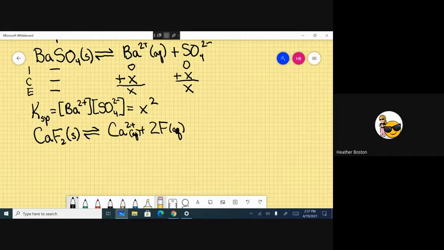So pay close attention to this ICE chart. No solids, zeros. There will be cases where those aren't zeros. Those are called common ion problems, but for straight Ksp, those are zeros. Now this becomes plus x, and this becomes plus 2x.